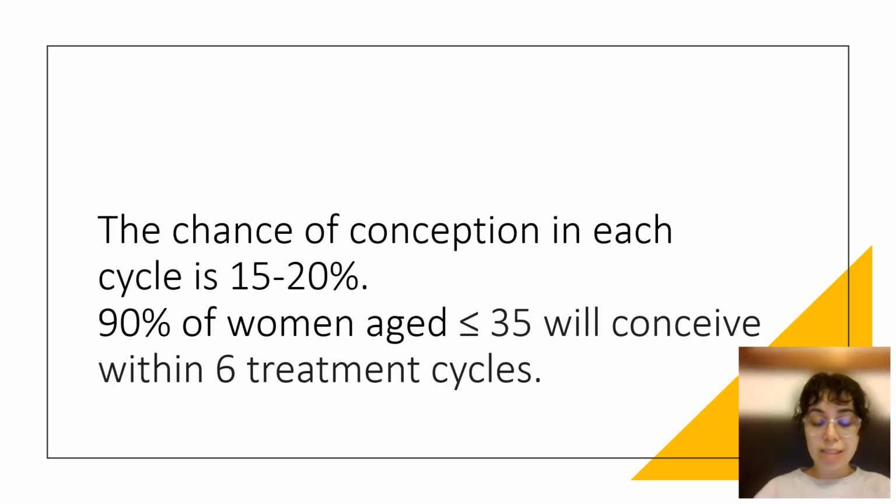So just to preface this answer, this statistic is specifically looking at the success rate of HMG used for ovulation induction in hypothalamic amenorrhea. So it's not reflecting the success rate of assisted reproductive technology, things like IVF. It's only specifically for ovulation induction. So the chance of conception in each cycle is 15 to 20%, and 90% of women aged less than or equal to 35 will conceive within 6 treatment cycles, which I think are quite good odds.